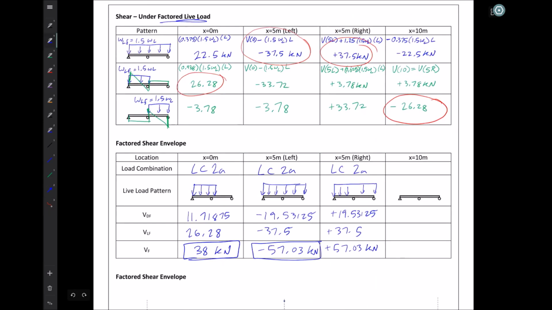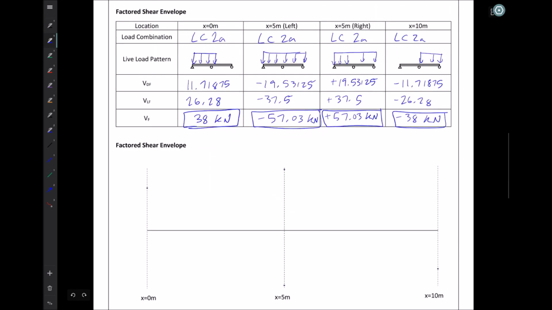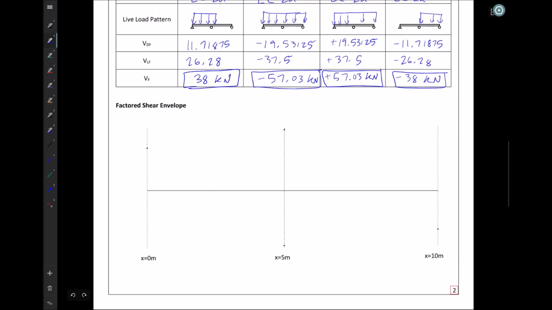Adding those together or filling in my table, I still have load combination 2A, and now I'm dealing with all the load over here, and adding it all up, I have minus 11.71875, minus 26.28, so for a total value of minus 38 kilonewtons. So this is enough information for me to now draw my factored shear envelope diagram.